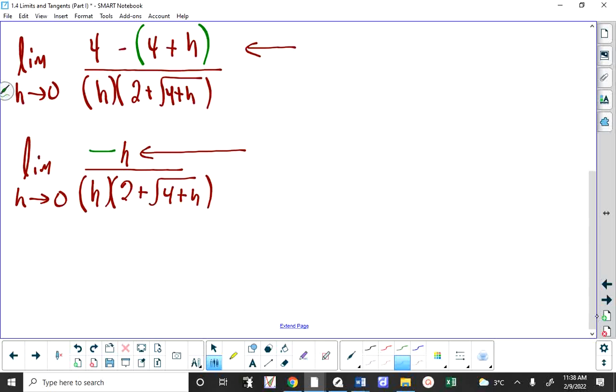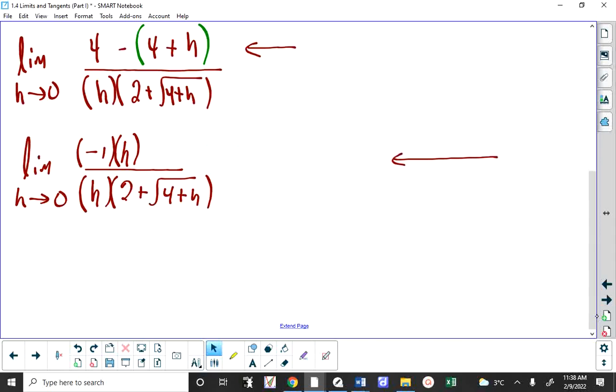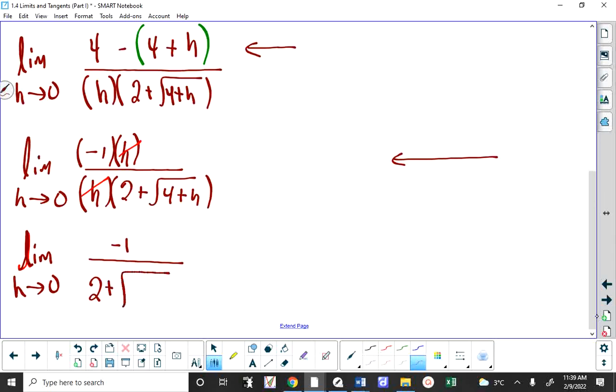Anyway, the next step now is to recognize that I'm going to rewrite this as negative 1h, just to highlight the point that the only reason you can cancel the h's here is because h is a factor in the numerator and the denominator. And now what we're left with is the limit as h approaches 0, we have negative 1 on the top and 2 plus root 4 plus h on the bottom. Now I'm going to put h equals 0 in.